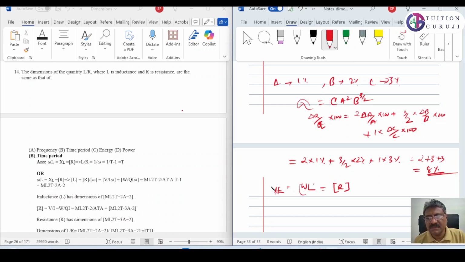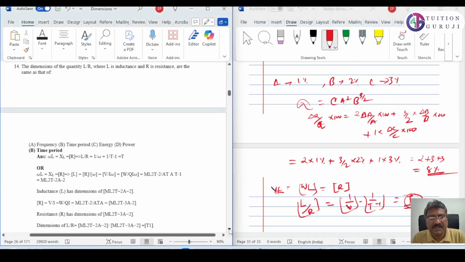So which means dimensions of L by R is equal to 1 by omega. Omega is nothing but 1 by t, raised to minus 1, it is equal to t. That means time period. So L by R is equivalent to time period. You can see that the dimensions of L by R is equal to time period. Okay. Next one.